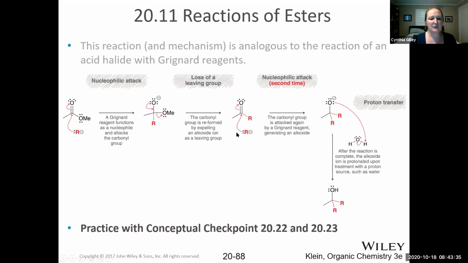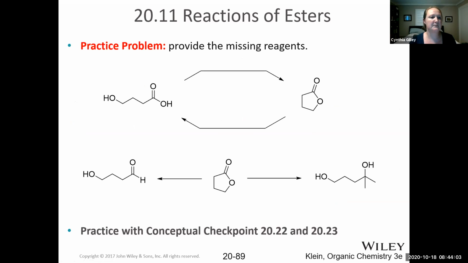Recall that ketones are electrophilic and are reactive with Grignard reagents. So a second Grignard reagent can do a second nucleophilic attack, now producing a tertiary alkoxide, and then eventually, once water or acid is introduced in the reaction, we'll be able to isolate the neutral alcohol. If you want to practice drawing these mechanisms, check out conceptual checkpoint 20.22 and 20.23.